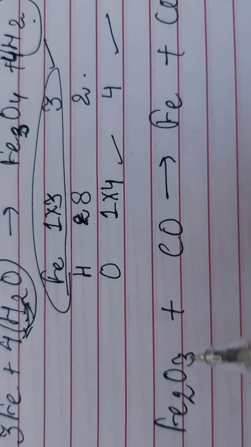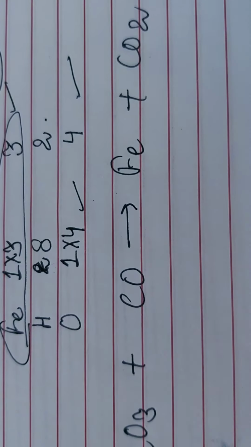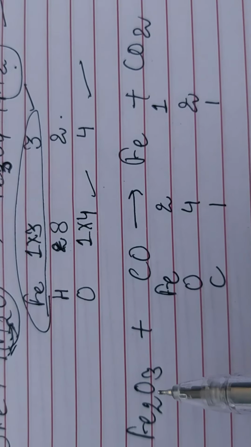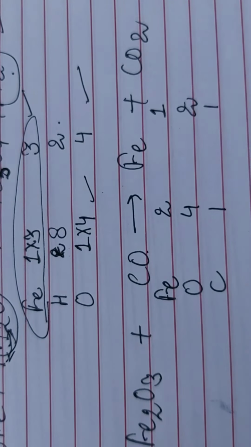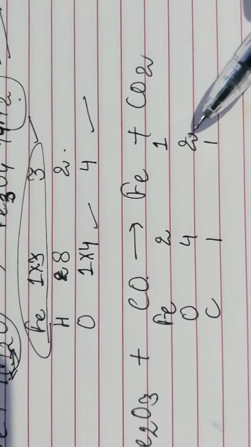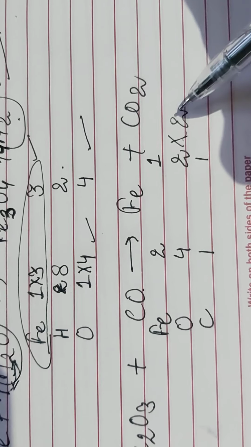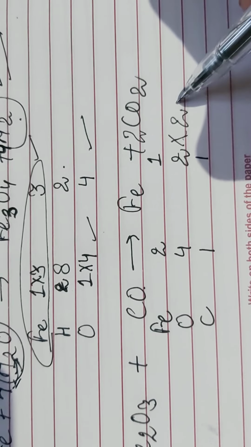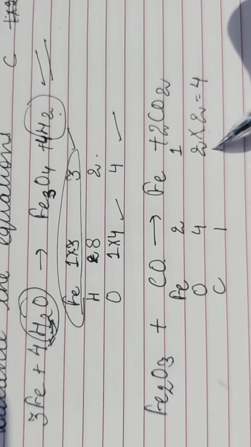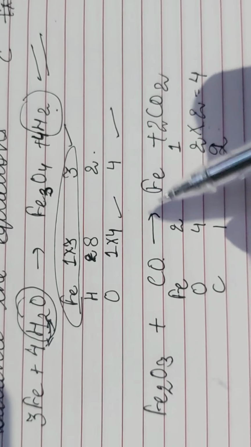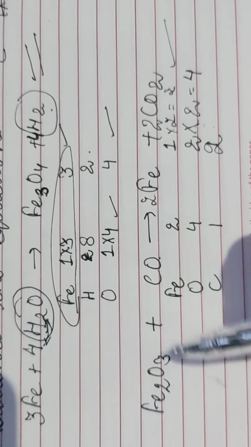Now see this D part. Ferric oxide plus carbon monoxide forms iron plus carbon dioxide. Now we have written iron on this side 2, this side 1. Oxygen this side 3 plus 1 4 and on this side only 2. Carbon is 1. So we will multiply this 2 by 2. So it will change into 4. But now carbon on this side has been changed into 2. Multiply this iron with 2. So iron is balanced. Oxygen 3 plus 1 4.